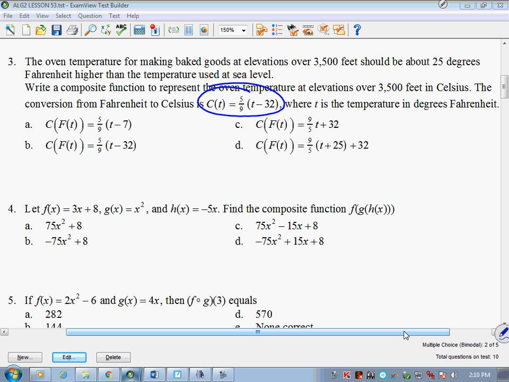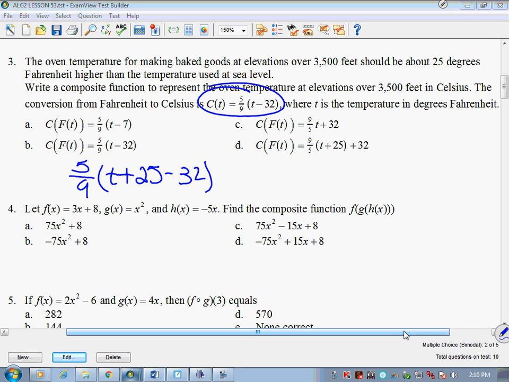What we want to do is we're going to write our composite function, but essentially what we're coming down to is it's going to be T, let's see, minus, T plus. We're going to start off with T plus because it's 25 degrees higher. Okay, so we're going to add 25 and then subtract 32. So we're looking for what 25 minus 32 is.